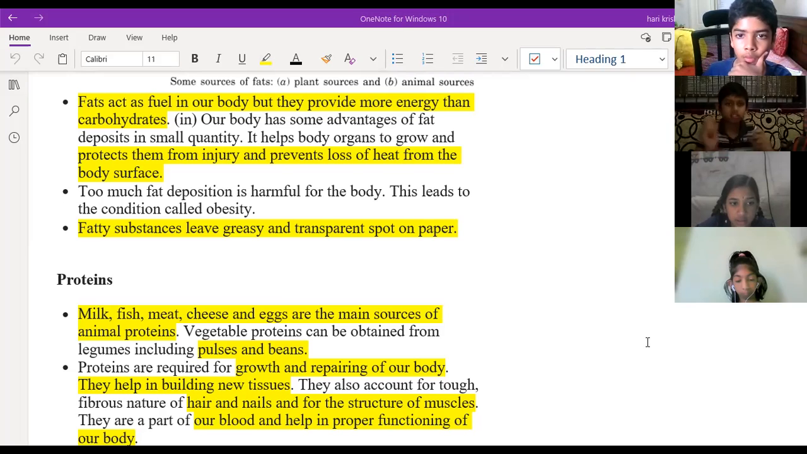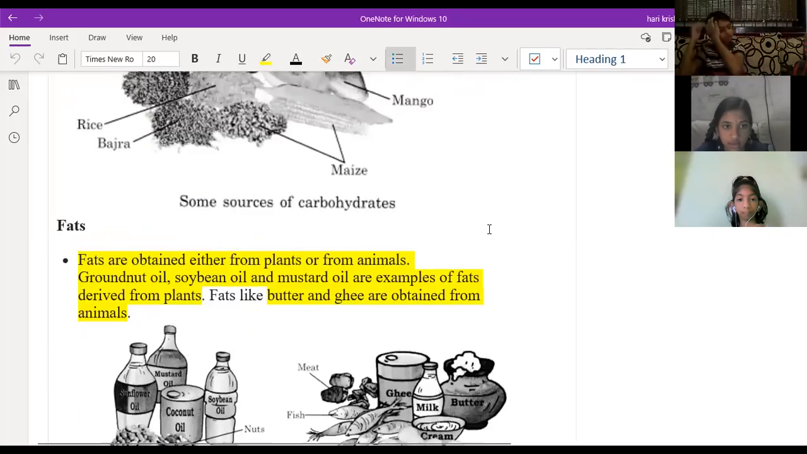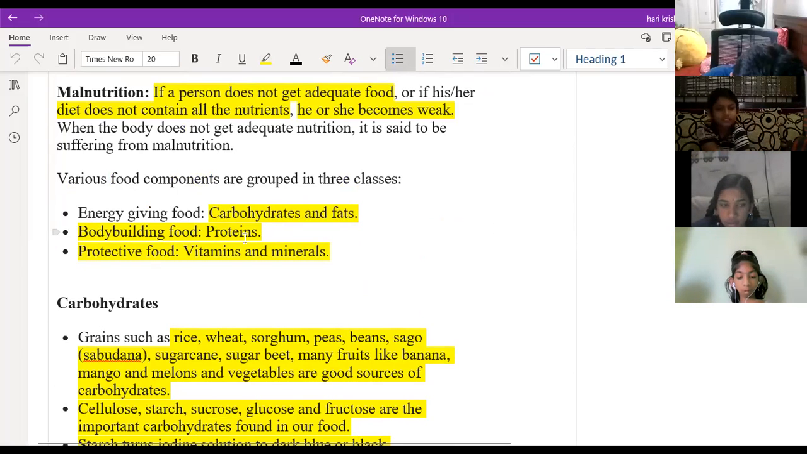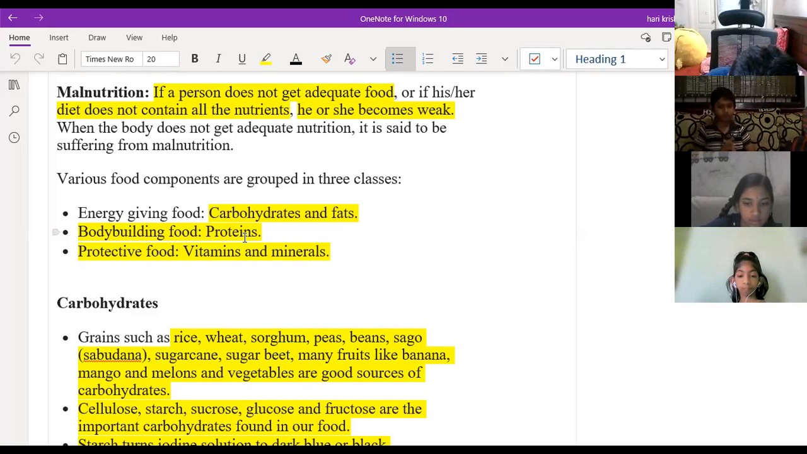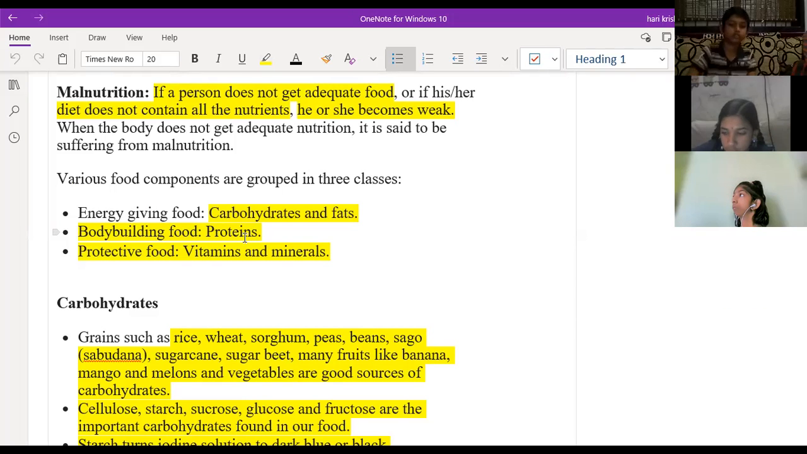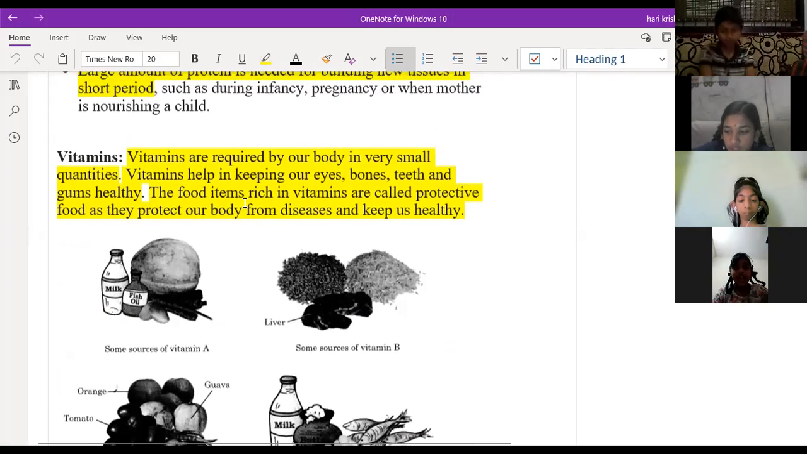Sir, protein. Protein is not an energy giving food. Protein is a bodybuilding food. Don't confuse, okay? You can see it here. Energy giving foods are the carbohydrates and the fats, and the bodybuilding foods are the proteins. Protective foods means those which will protect our body from disease or any other bacteria. That is the vitamins and the minerals. So vitamins are called protective foods.